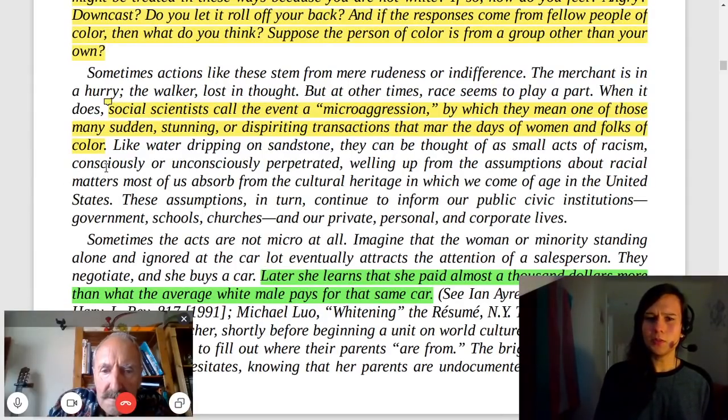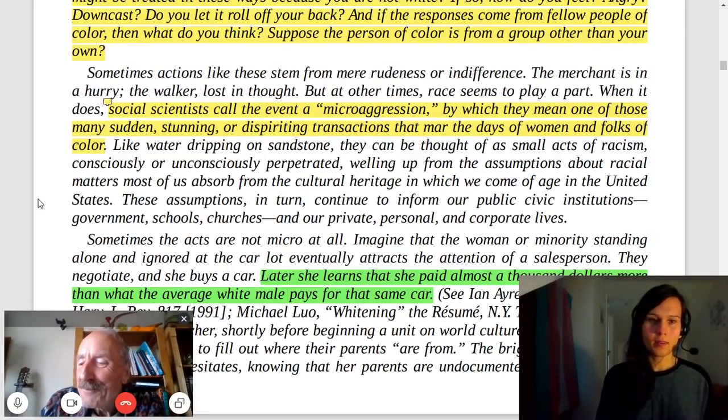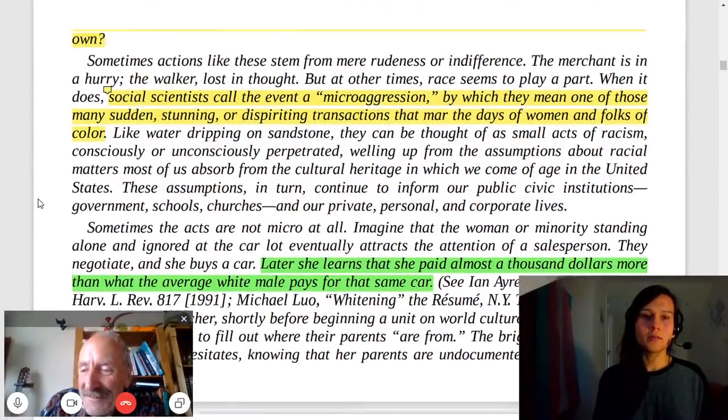Some of the language also is a bit emotive. Sorry, like, you know, welling up from the assumptions, water dripping on sandstone, consciously or unconsciously. That's not very emotional language, but dispiriting, stunning, marring the days of many women and folks of color. I don't know, I worry that people would regard that as not worthy of taking seriously. It's simply an appeal to the emotions. But I mean, there we are.